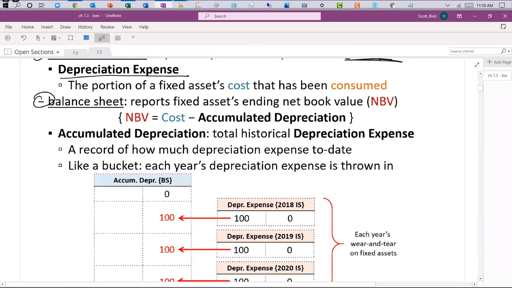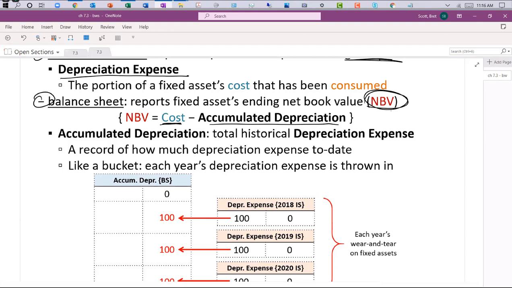On the balance sheet, you don't really see the current year's amount consumed. What you see on the balance sheet is the cost of the asset and its accumulated depreciation, basically the total value of depreciation taken to date. So what we see is essentially a net book value. When you subtract accumulated depreciation from cost, you get net book value.